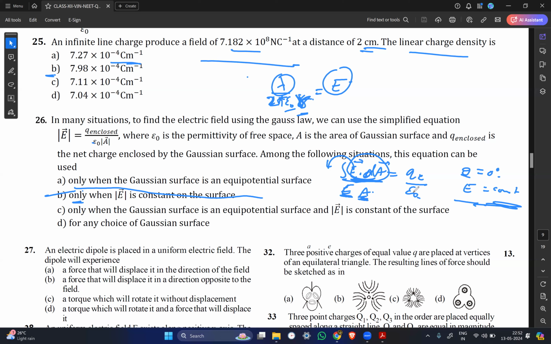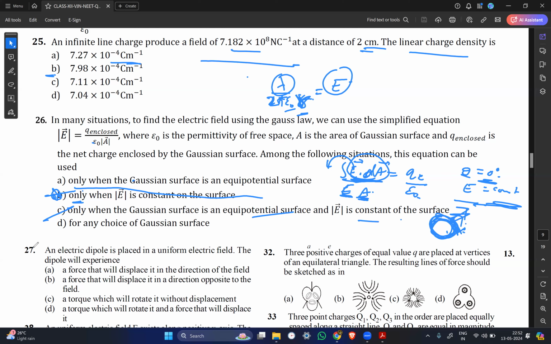See, the angle between E bar and A bar should be 0. Means if this is a surface, A bar will be perpendicular to the surface, and E should also be perpendicular. Right? So if E bar is perpendicular, it means E bar doesn't have any component along the surface. And that means it is a Gaussian surface. So both are correct. So Gaussian surface is an equipotential surface.